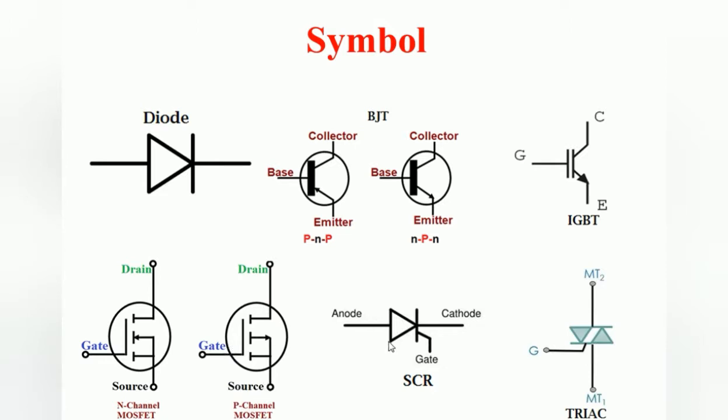And the SCR is like a diode. A diode has an anode and cathode, and like that the SCR also has two terminals, anode and cathode. In addition to that, it has another terminal called the gate terminal. And the triac is the anti-parallel combination of SCRs. Here there are two terminals, MT1, main terminal 1, and main terminal 2, and also a gate.